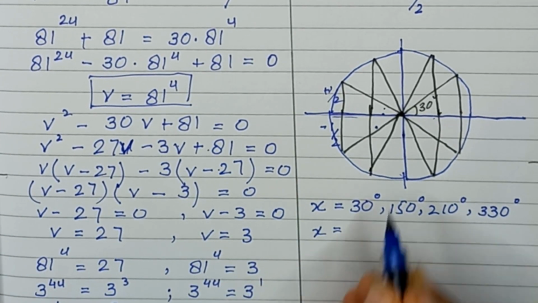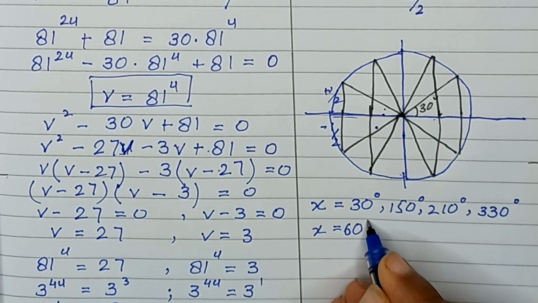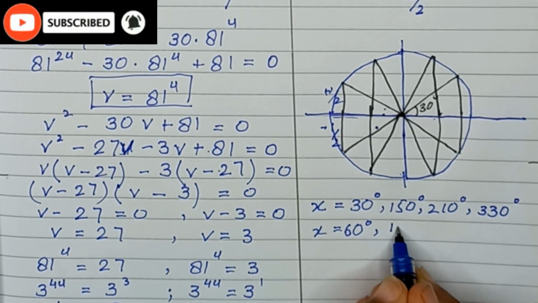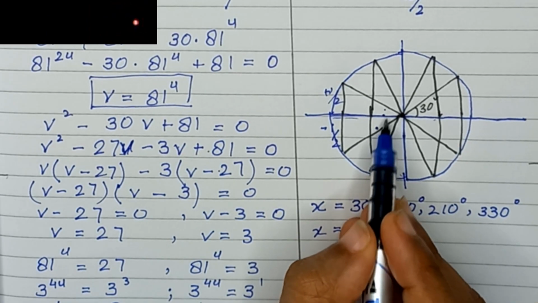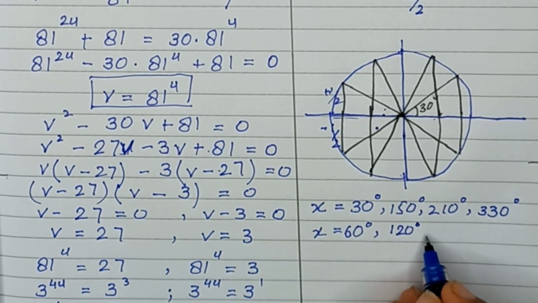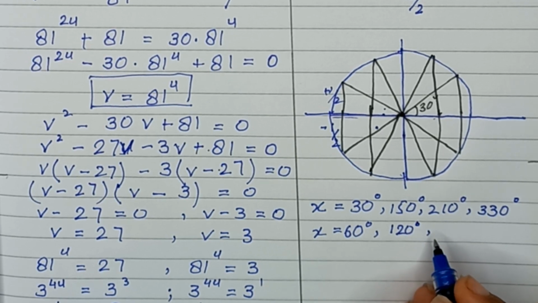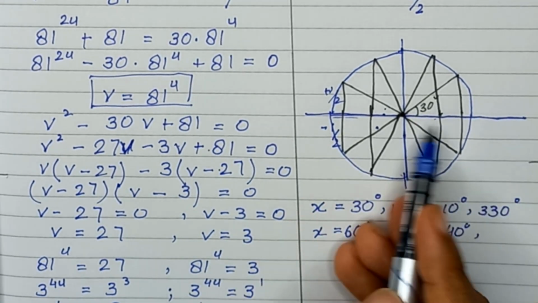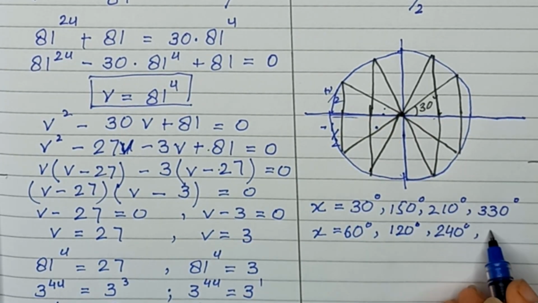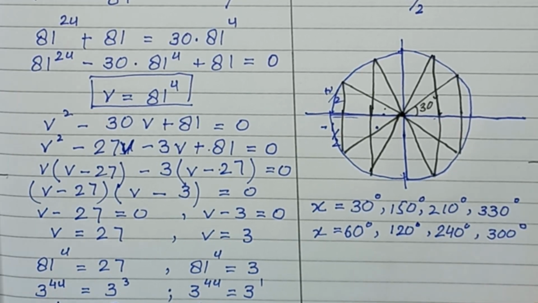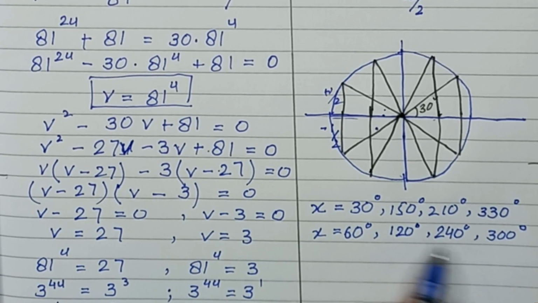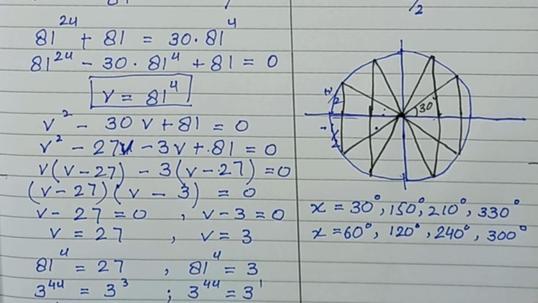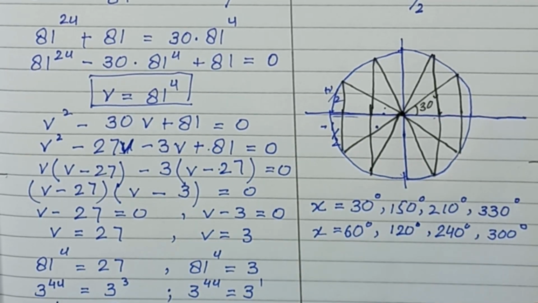So x is equal to, first of all, 60 degrees. In this place it is 180 minus 60 degrees, which is equal to 120 degrees. This angle will be 180 degrees plus 60 degrees, so it will be equal to 240 degrees, and it will be equal to 360 minus 60 degrees, so it will be equal to 300 degrees. So these are the values of x when it is plus minus square root of 3 divided by 2. So these are all the values of x in this problem.